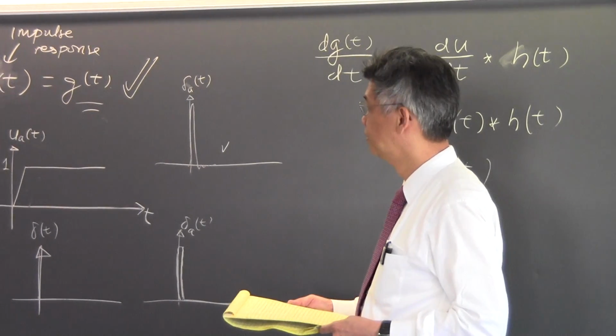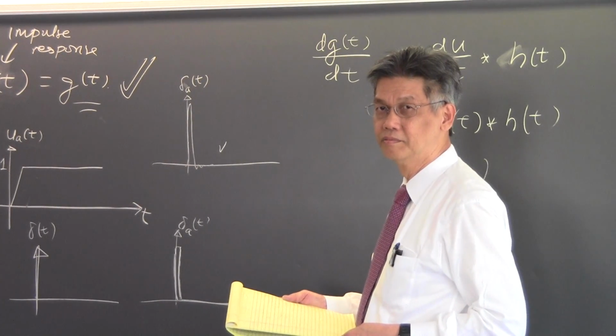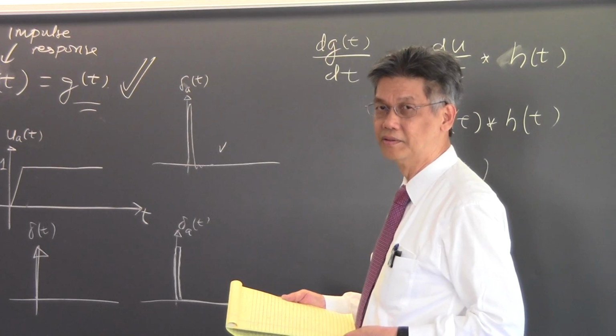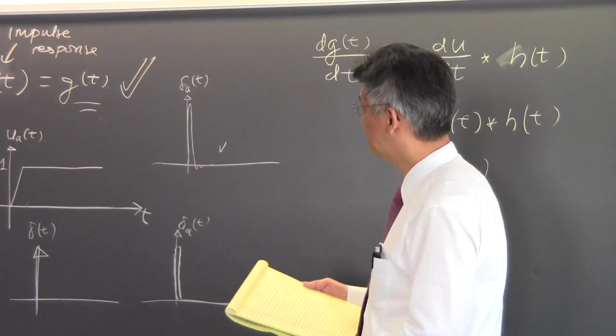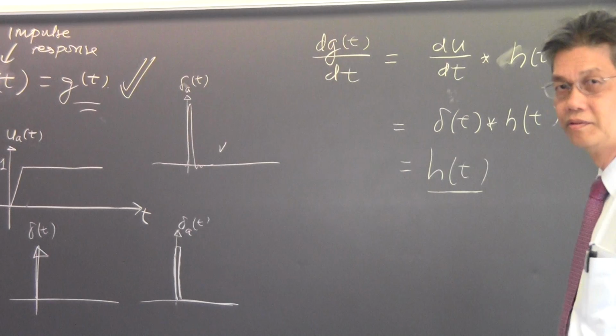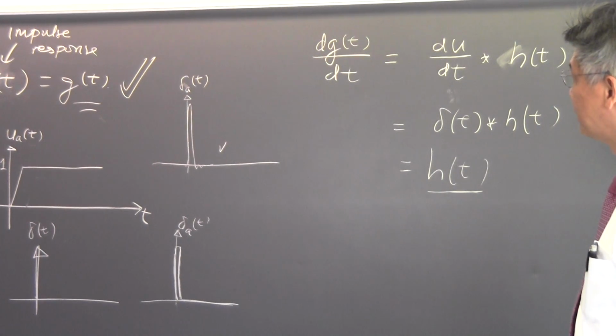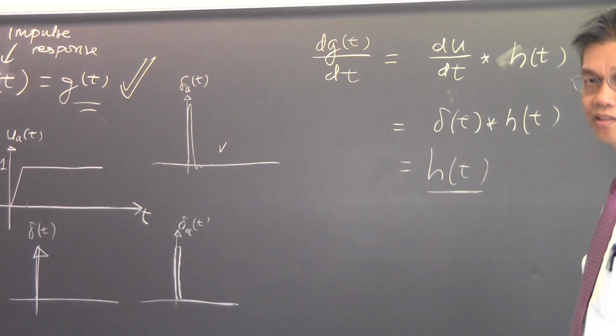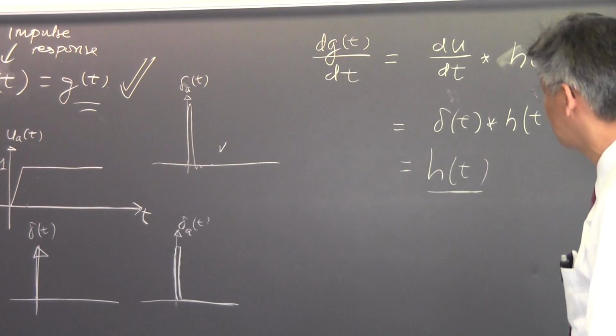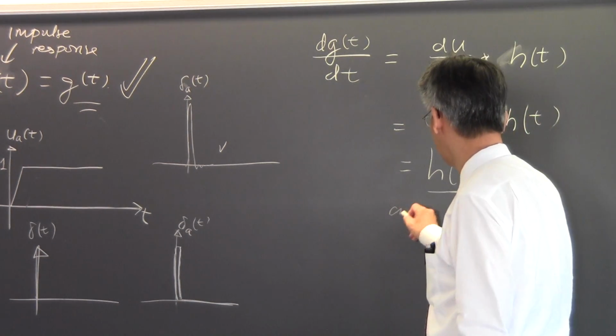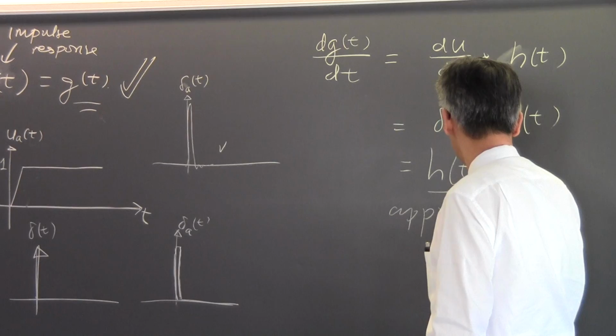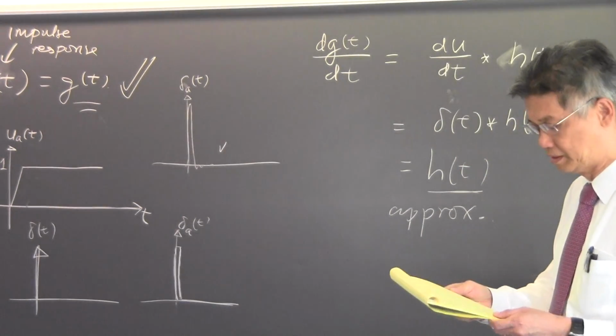What if you pass this through the differentiator circuit we learned in the beginning of the semester? Right, differentiator circuit. Then we get a delta function, but not an ideal one. You don't get an ideal one, you get an approximation. All this kind of thing can only be approximately done in the lab.